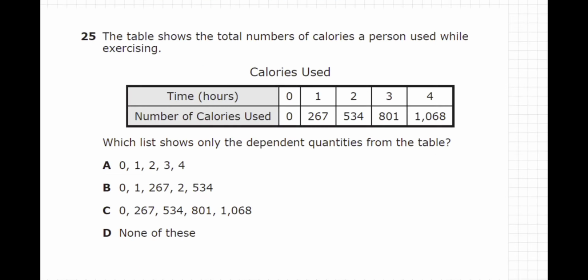Question number 25. The table shows the total numbers of calories a person used while exercising. Which list shows only the dependent quantities from the table? X as inputs 0, 1, 2, 3, 4, and Y as outputs 0, 267, 534, 801, 1068. The dependent quantities are Y, the outputs. Therefore, C is the correct answer.